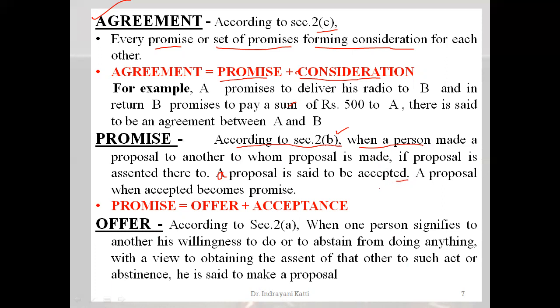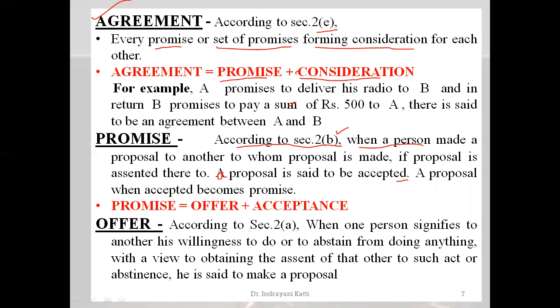Remember this simple formula I have given you: promise is equal to offer plus acceptance. One person has to give the offer, he has to make the proposal. Proposal is nothing but an offer. When the offer is accepted, the same thing becomes a promise. A promise followed by consideration becomes the agreement. An agreement, when it is enforceable by law, becomes a contract. Okay, let's move on to the next.